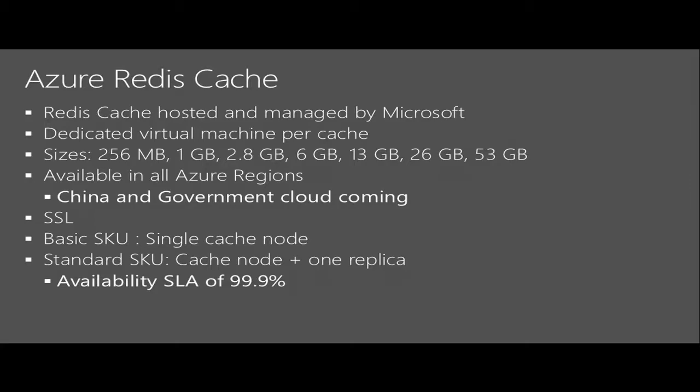And the cache is available in two modes. There is a basic SKU, and the basic SKU is a single node cache only. So you get just one node and basically a Redis server. Now, if the node goes down, then you lose the cache data and the cache availability. So there's no SLA that we provide.